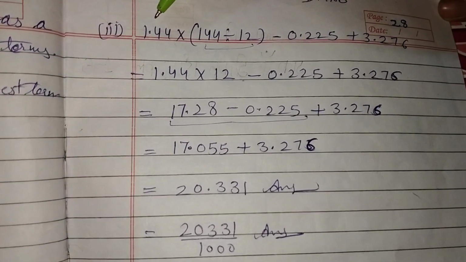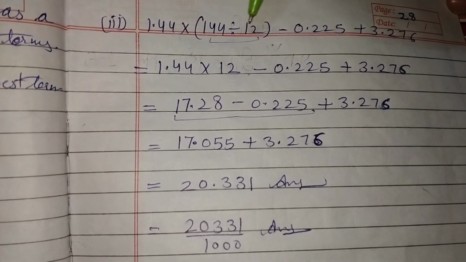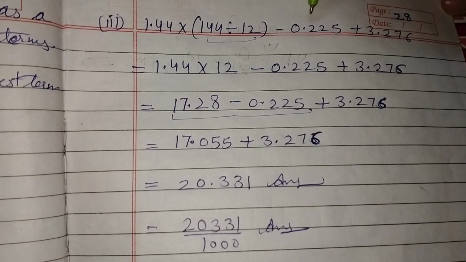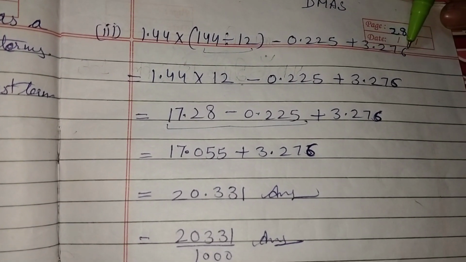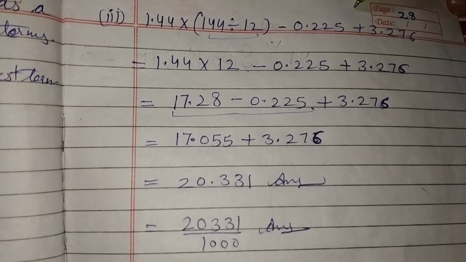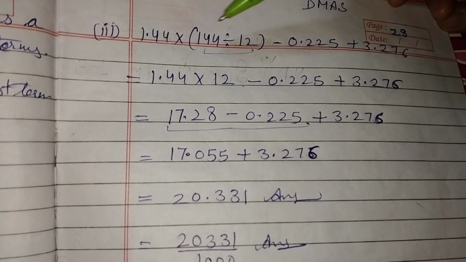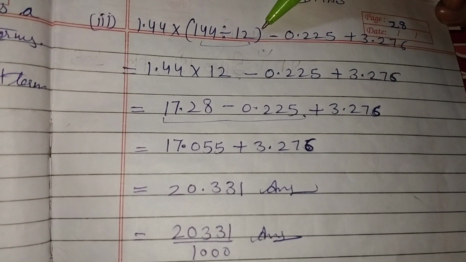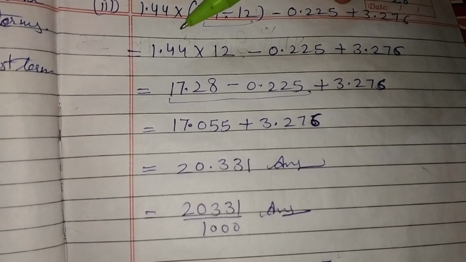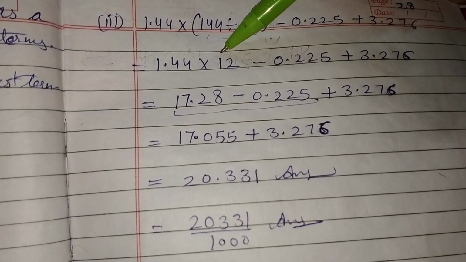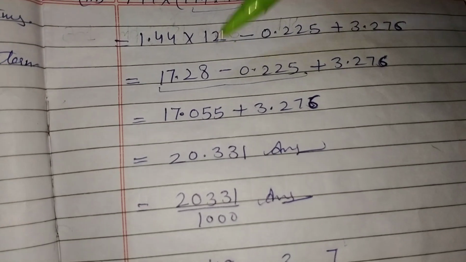Third part: this multiply 144 divided by 12 minus 0.225 plus 3.276. Here also you will solve it by using the DMAS rule. Firstly we will divide the terms. Whenever we divide these two we will get the answer 12. After that we will multiply these two, and then we will get the answer 17.28.